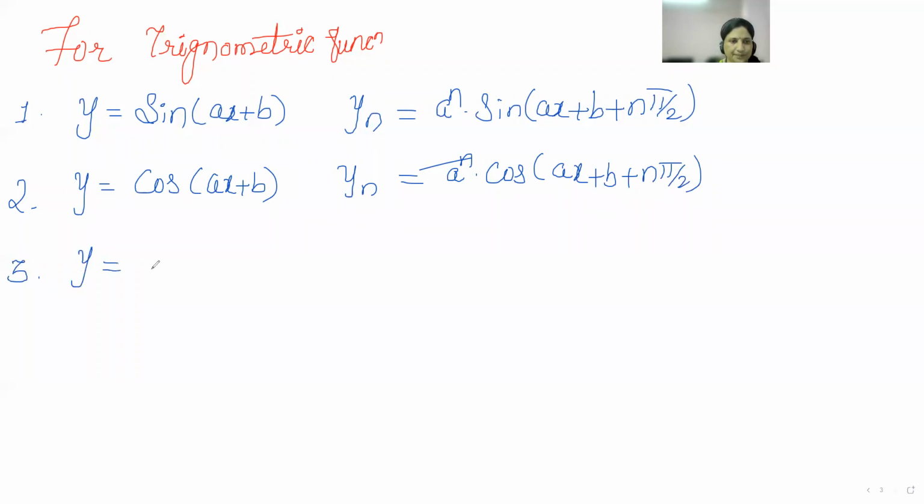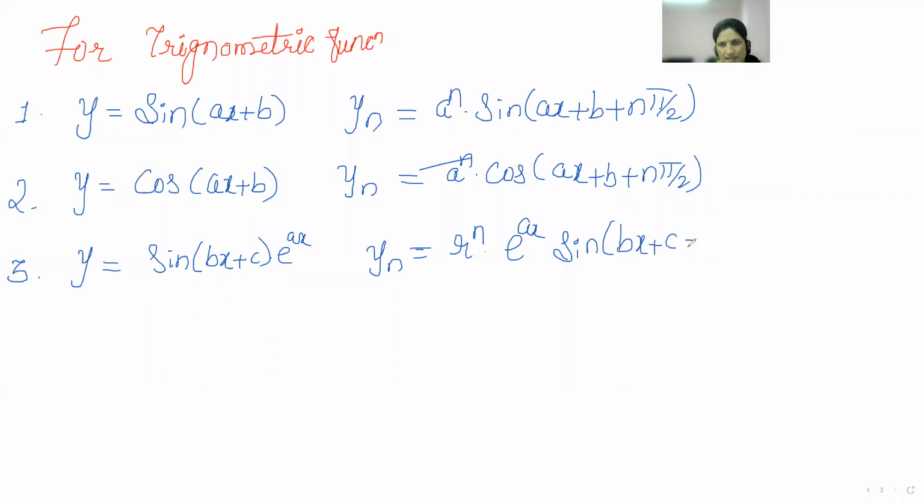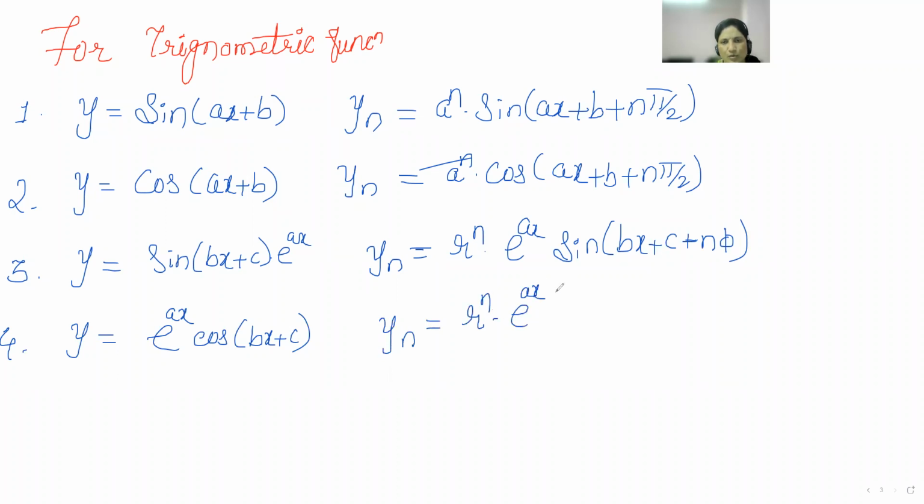Next, y is equal to e raised to ax into sine of (bx + c). Then its nth order derivative is r raised to n into e raised to ax sine of (bx + c + n phi). In the same way, for e raised to ax cos of (bx + c), its nth order derivative yn is equal to r raised to n into e raised to ax cos of (bx + c + n phi).